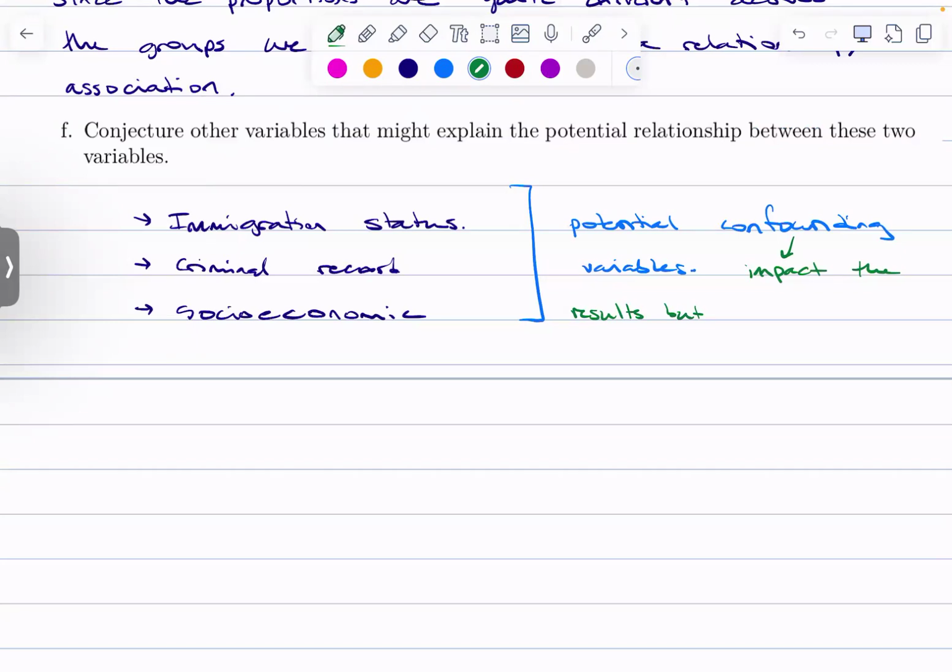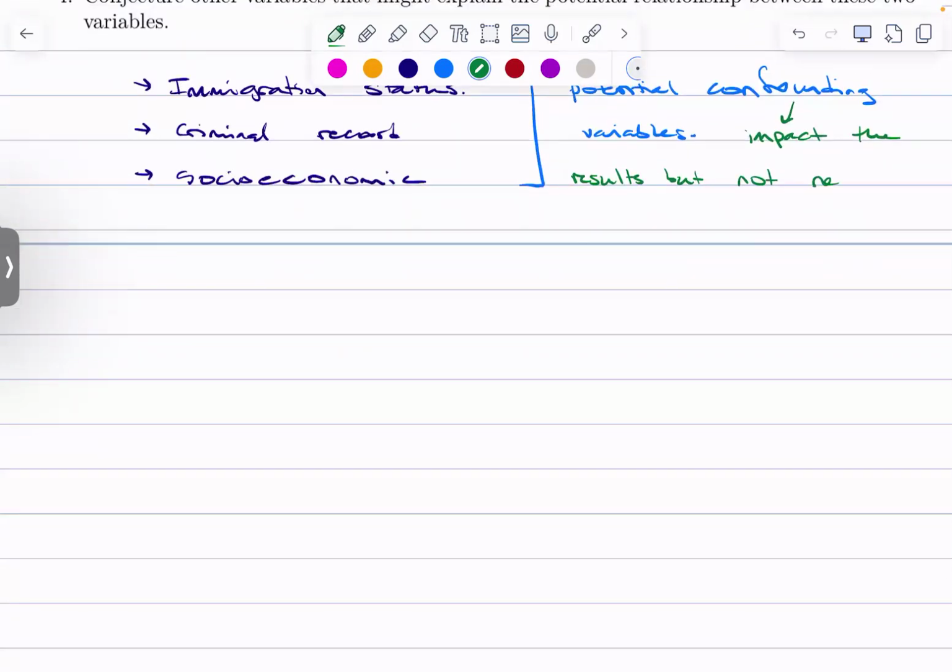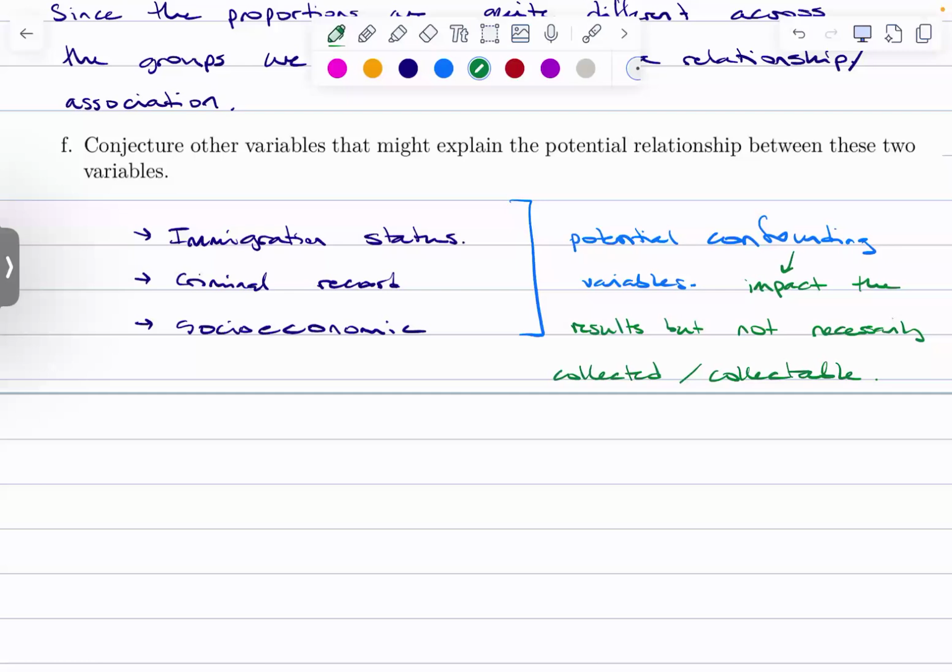A confounding variable impacts the results, or potentially impacts the results, but is not necessarily collected or even collectible, as opposed to collectible, able to collect.